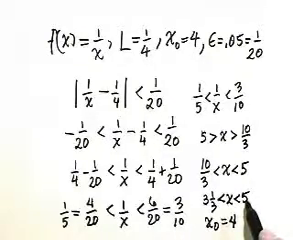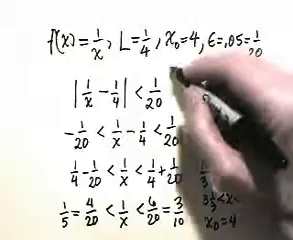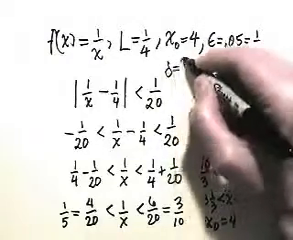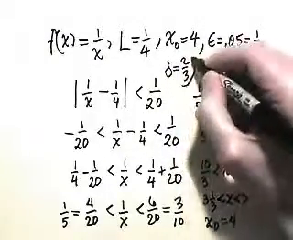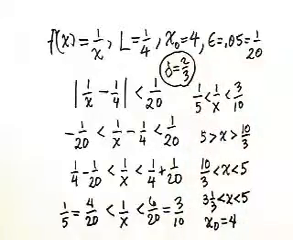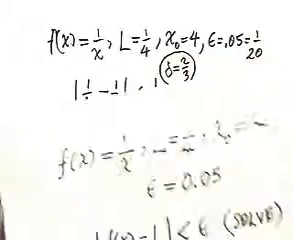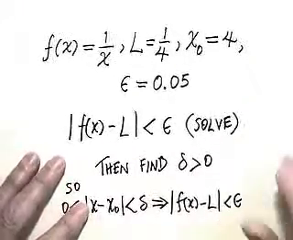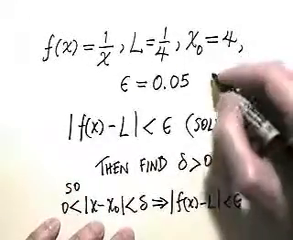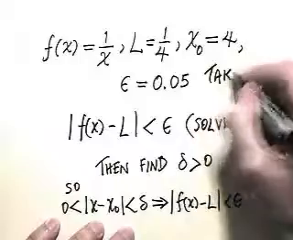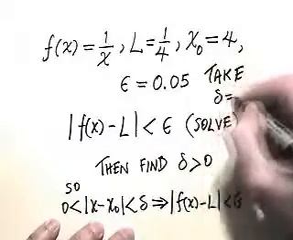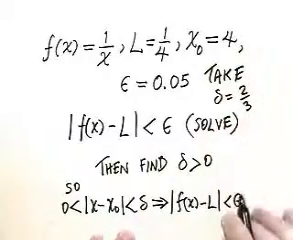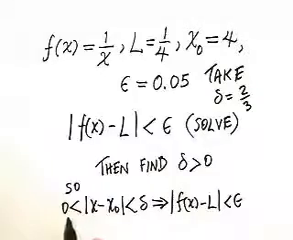In other words, in this situation, take delta equal 2/3. In that case, if 0 is less than absolute value of x minus x naught, where x naught is 4, is less than 2/3, that implies that absolute value of f of x minus L is less than epsilon, where f of x is 1 over x and L is 1/4.